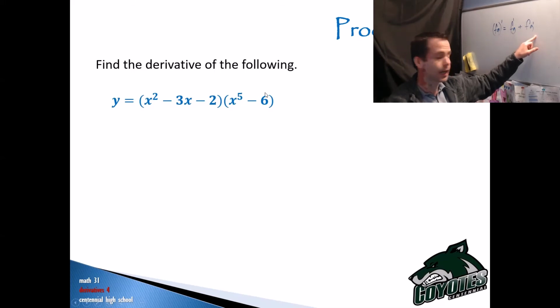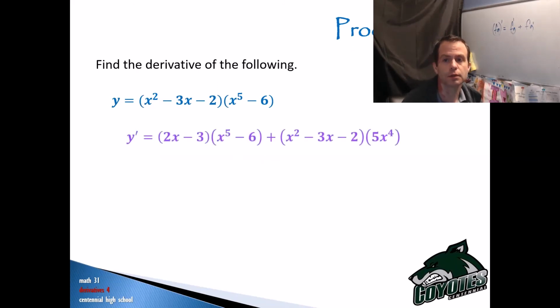We'll call this second guy g. Well, the derivative of f, you did this in the last lesson, that's going to be 2x minus 3, times g, which is x to the 5 minus 6, plus f, x squared minus 3x minus 2, times the derivative of g, which would be 5x to the 4. So you should be looking at something like this.